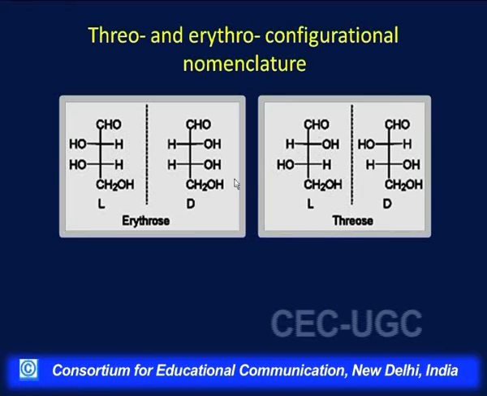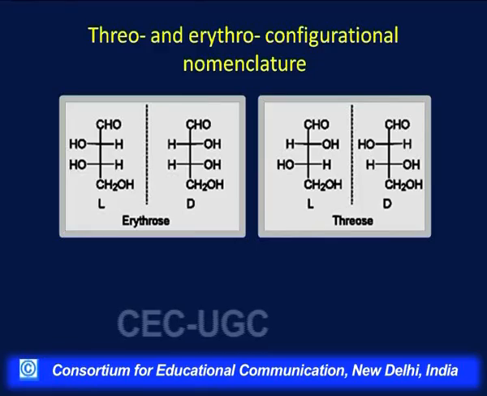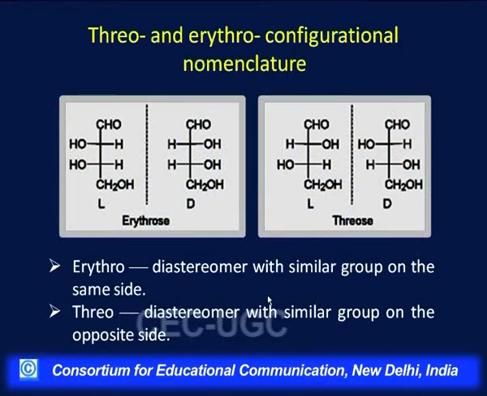So, based on this, if any other molecule has 2 asymmetric carbon atoms and at least one common substituent on these 2 carbons, then those isomers are written either as threo or erythro, depending upon whether their groups are in cross fashion or on the same side. So, erythro means the diastereoisomer with similar groups on the same side, and we will name that diastereoisomer as threo with similar groups on the opposite side.